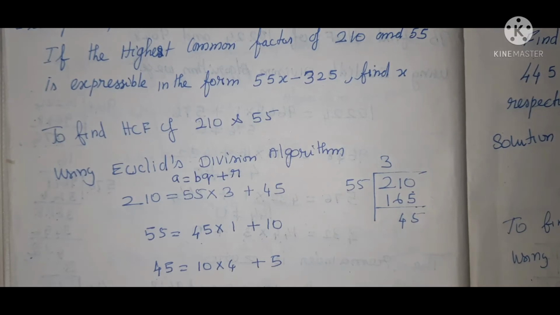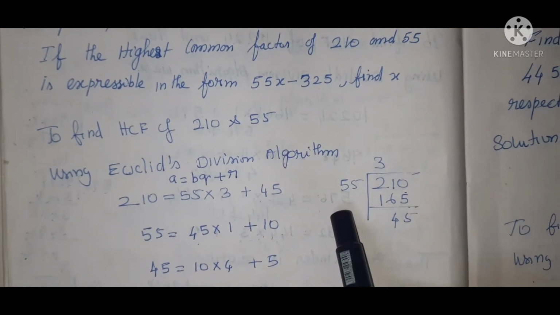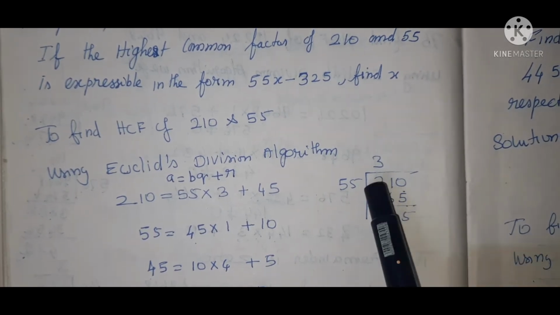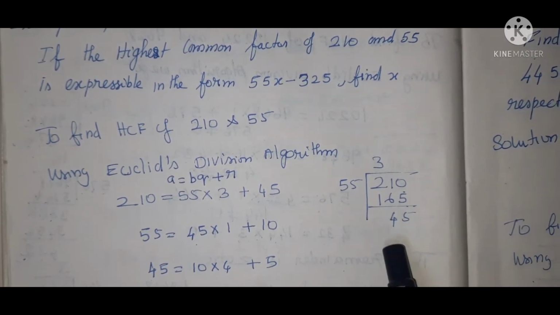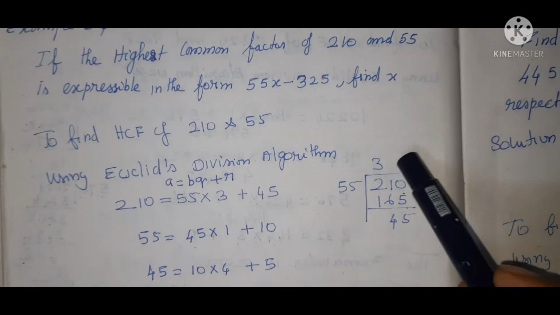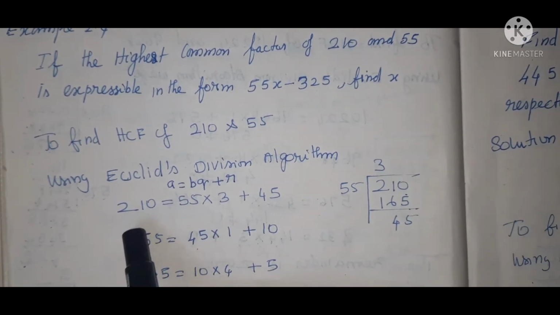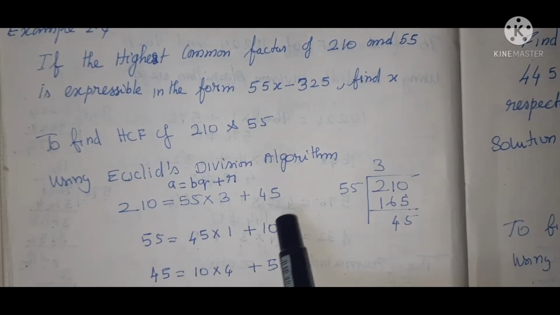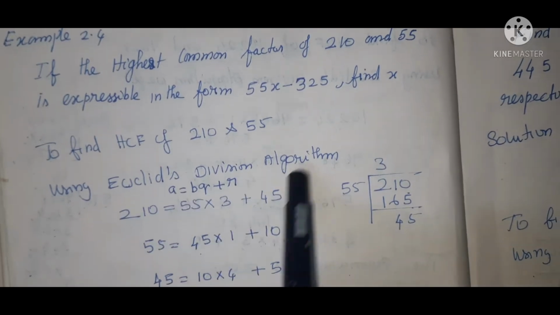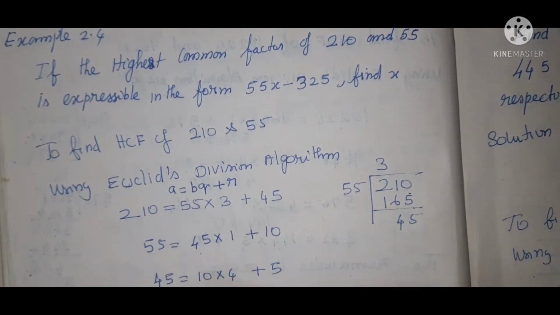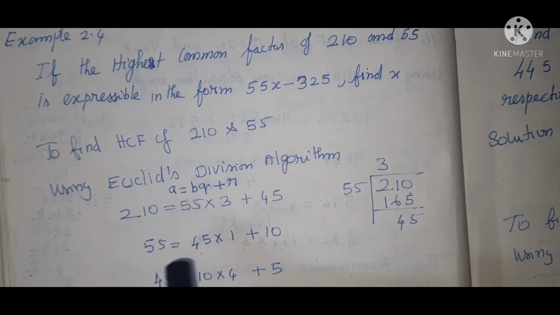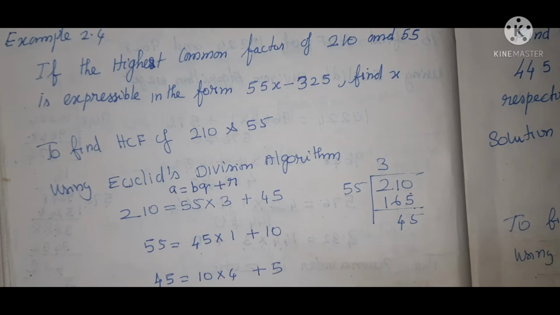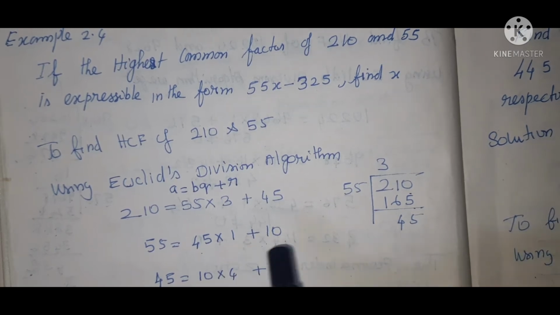210 is divided by 55, 3 times. 3 into 55 is 165. 210 minus 165, we get 45. 45 is the remainder, 3 is the quotient. 210 is equal to 55 into 3 plus 45. Again using Euclidean division algorithm, now 55 is the dividend, 45 is the divisor. 55 is equal to 45 into 1 plus 10. 1 is the quotient, 10 is the remainder.